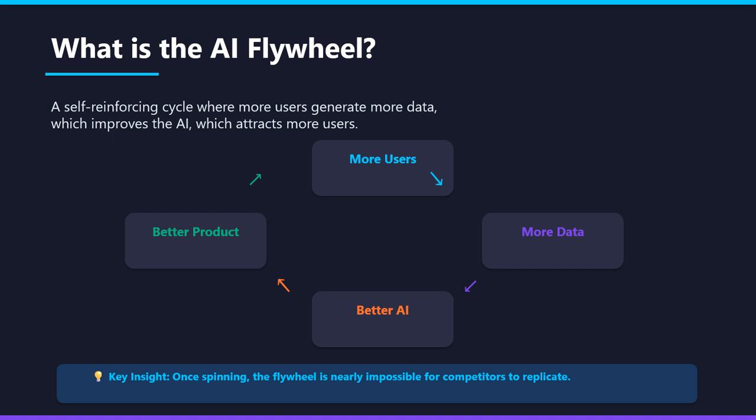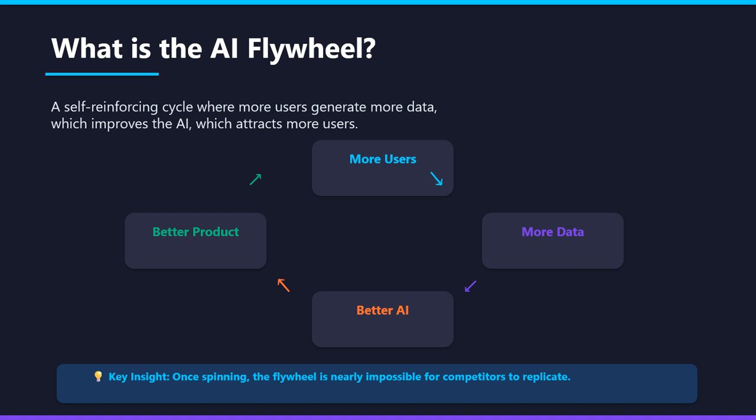Amazon's Jeff Bezos famously drew the Amazon flywheel on a napkin. You know that? Lower prices attract more customers, more customers attract more sellers, more sellers create more selection, and more selection attracts more customers again.